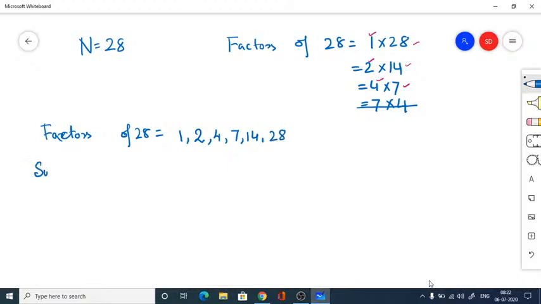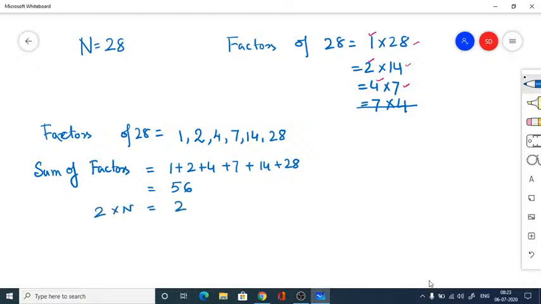So let us find the sum of the factors. You will write the sums in your copy when you get such sums to prove whether the number is a perfect number or not. You will write it in this way that I am writing for this question. Sum of factors is equal to 1 plus 2 plus 4 plus 7 plus 14 plus 28, which sums up to 56. Now what is twice the number? Twice the number is also equal to 56.